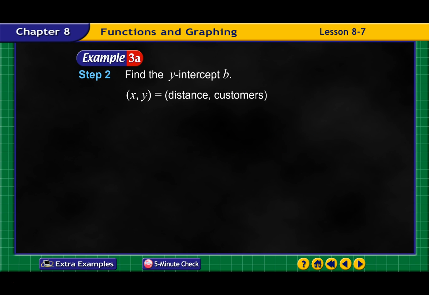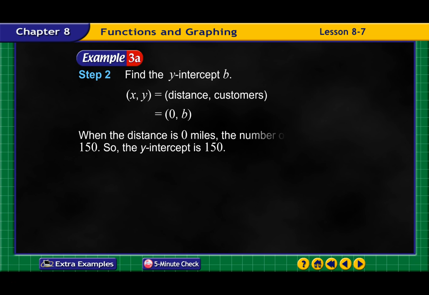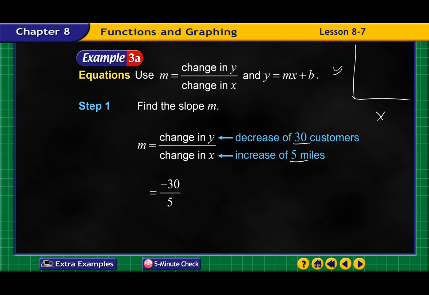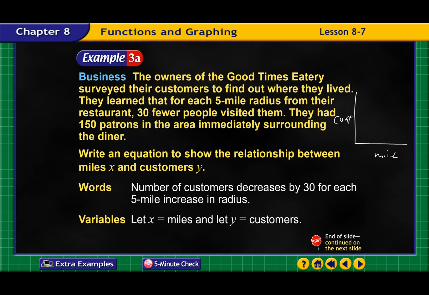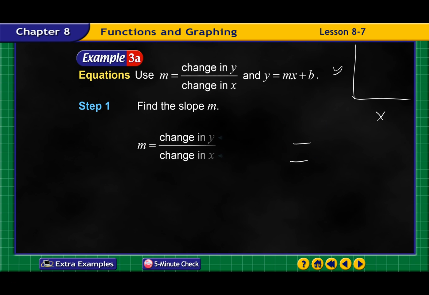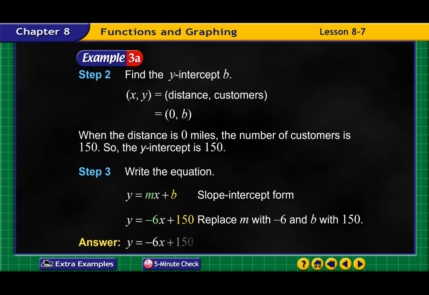And then to find the y-intercept, well, X and Y, the distance to customers. So 0 distance would be B customers. So when the distance is 0, the customers number is 150, which they already told us. So you kind of got that one out of just what they told us at the very beginning, where they said they had 150 patrons in the area immediately surrounding. So that's where we get our starting position, or the closest area in this case. So my starting position is going to be that.